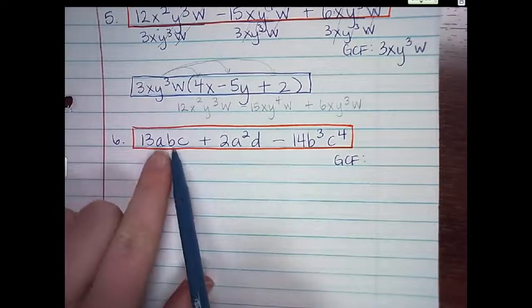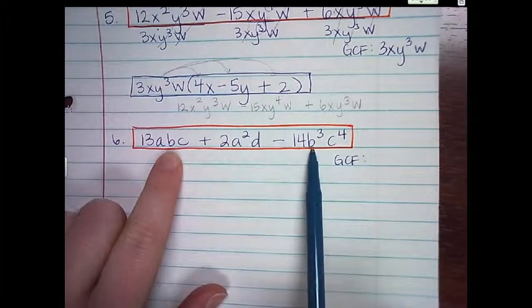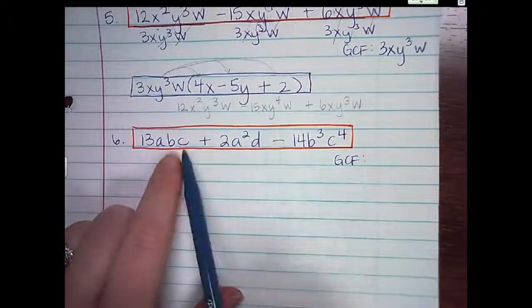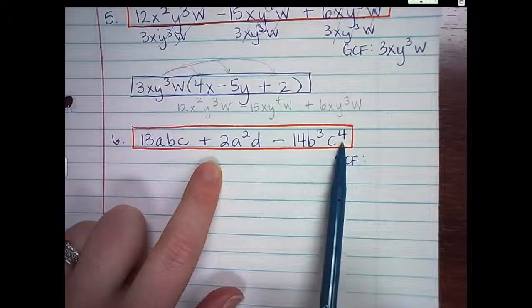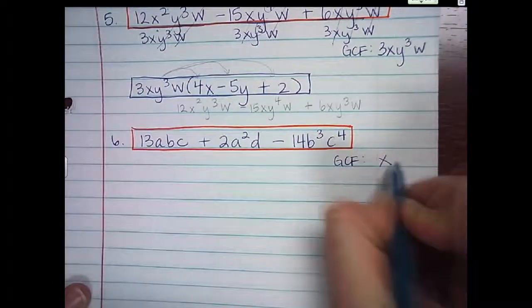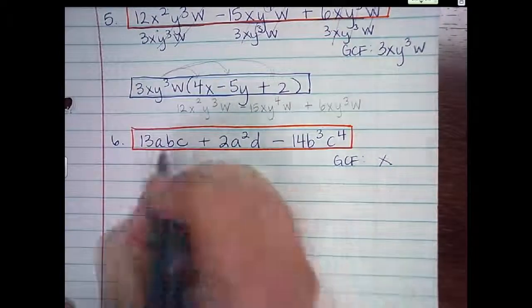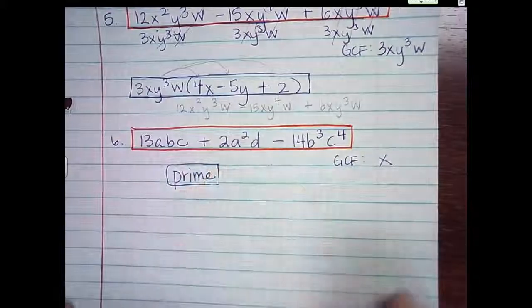I have 1B, no B's, 3 B's. So I can't take out a B. C, 1 C, no C's, 4 C's. And then I do also have a D here. So there isn't a GCF here. So if there's no GCF, all you write is prime. That means it's not factorable.